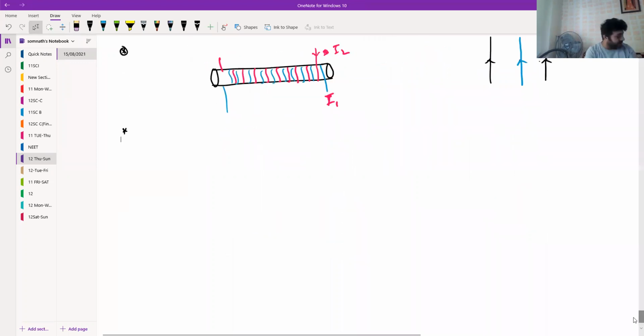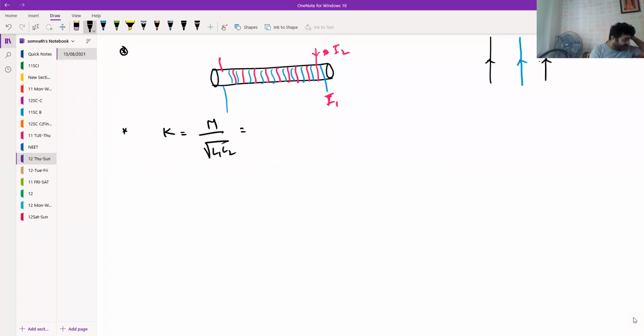And the most important part is that the relation between self-induction and mutual induction is called K, that is M by root under L1 L2. That K is called the coupling constant, and this coupling constant is neither exactly 1 nor exactly 0. Why? If it is exactly 1, it's an ideal case. Ideal case is never achieved.